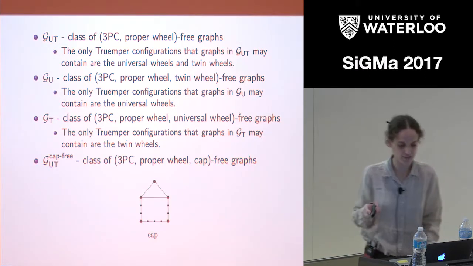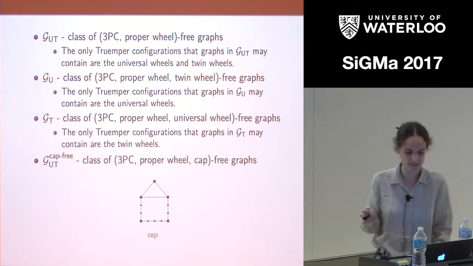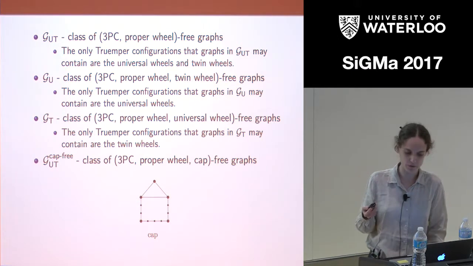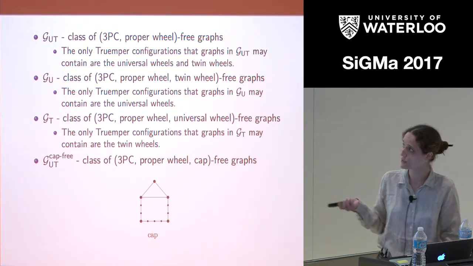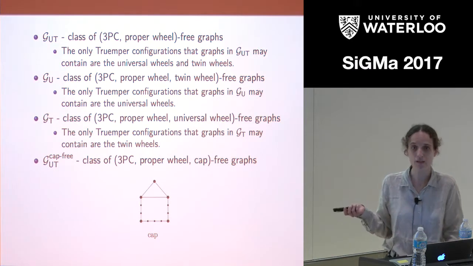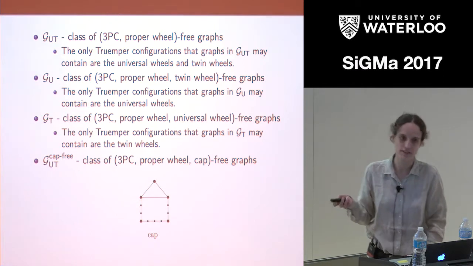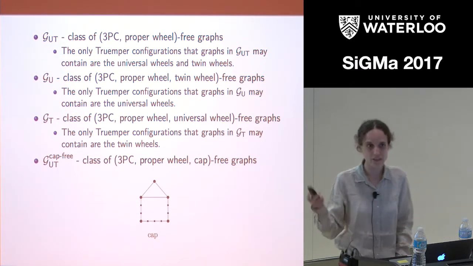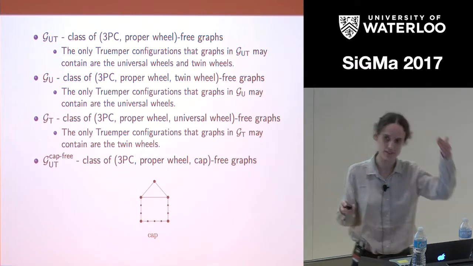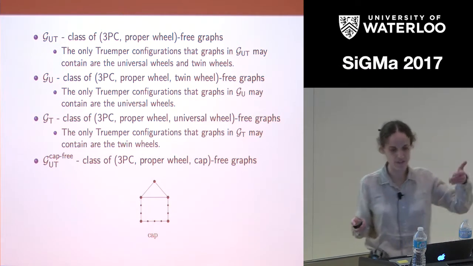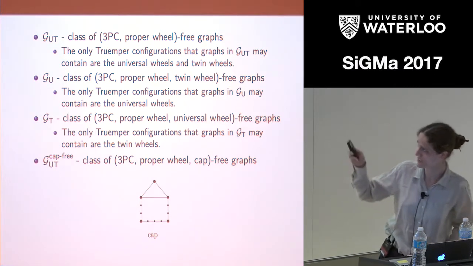And then finally, there's this 4th class, which is the class GUT cap-free. So this is the class of all 3PC proper wheel cap-free graphs. A cap is what you see in the picture. So that's a graph that consists of a hole of whichever length you like, plus an additional vertex that's adjacent to 2 consecutive vertices of the hole and to nothing else. Clearly, caps are not trumper configurations, so this 4th class differs from the previous 3 in the sense that, well, for the previous 3 classes, we were only excluding trumper configurations, and for this 4th class, we also exclude something else, this cap.